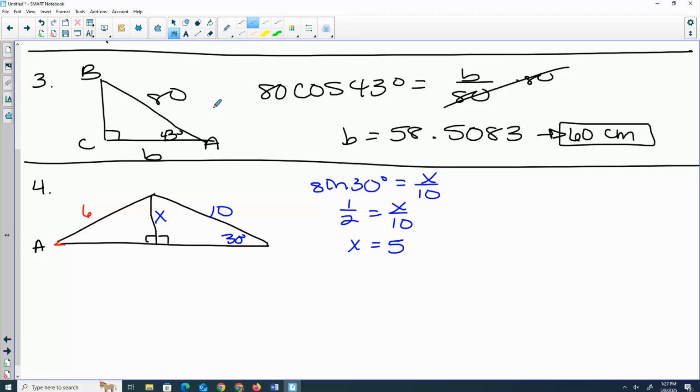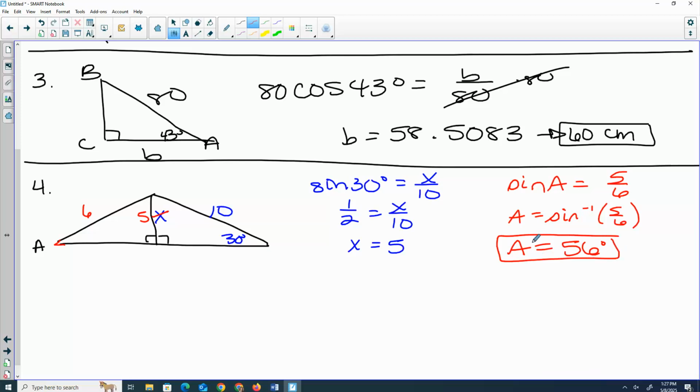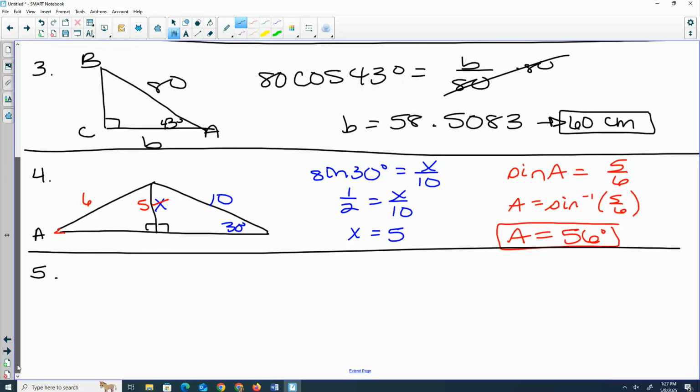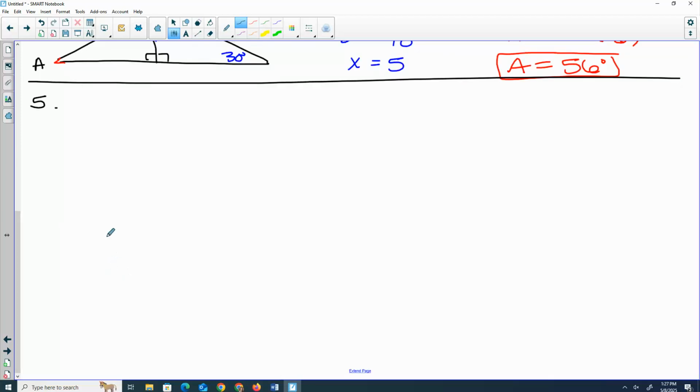So now that we have that, we can look over here. From this, that's opposite and hypotenuse, so that's still sine. If you're looking for an angle, that's when we did the inverse on our calculator. So if we do second sine, 5 over 6, that gives you 56.44. Directions said round to the nearest degree, so 56 degrees. So far, first 5, any issues with those?